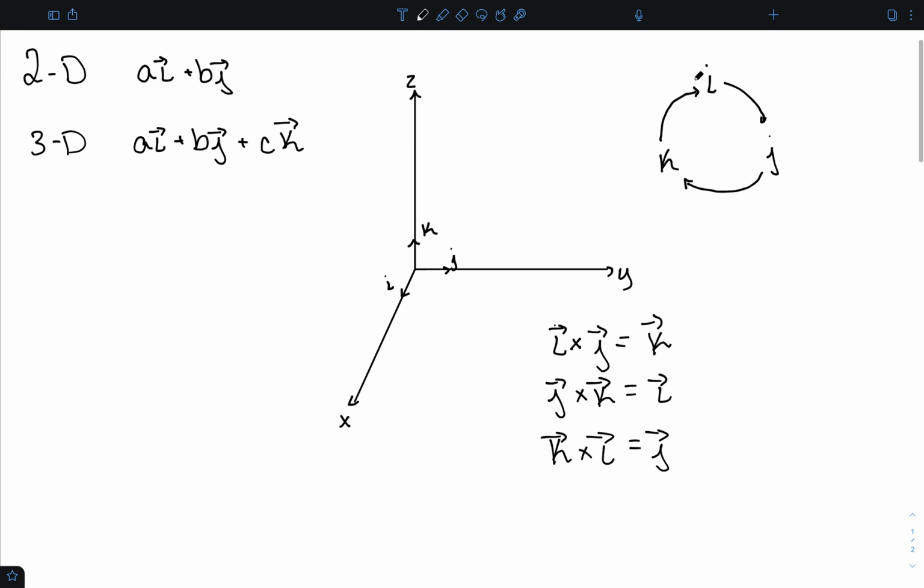clockwise. If instead I want to think about moving the other way, moving counterclockwise, I could have i cross k. Since I'm moving counterclockwise, that results in negative j. k cross j, since we're moving counterclockwise to get from k to j, that would be negative i. And finally, j cross i, since once again we're moving against the vectors, we're moving counterclockwise, that would be negative k.